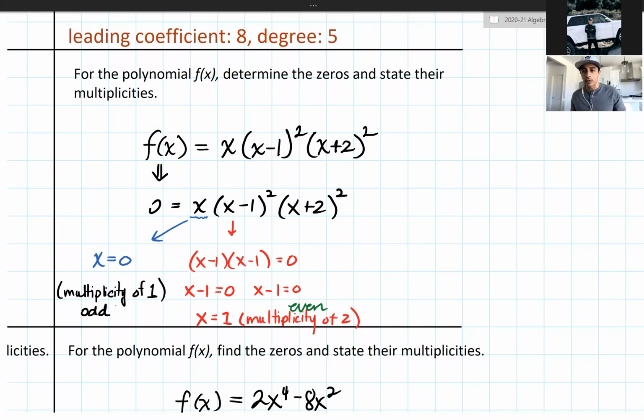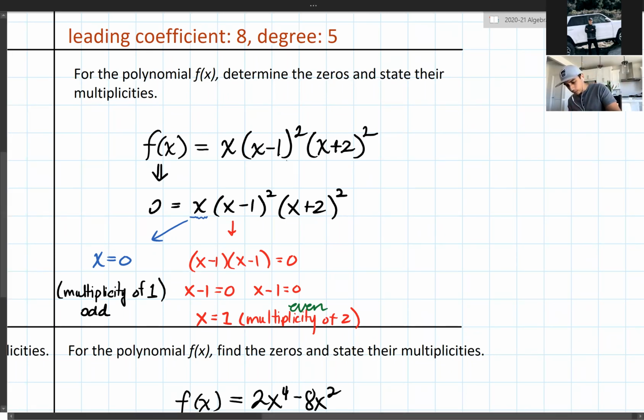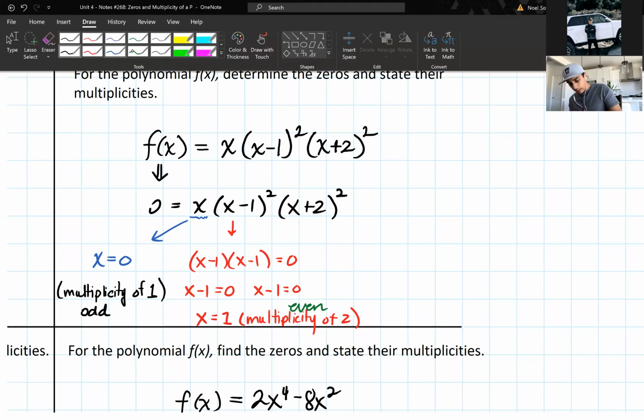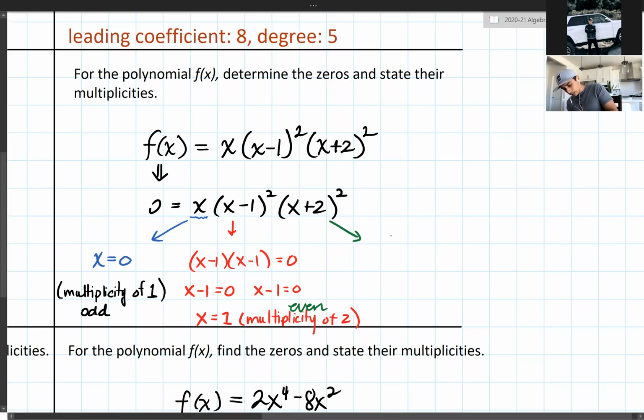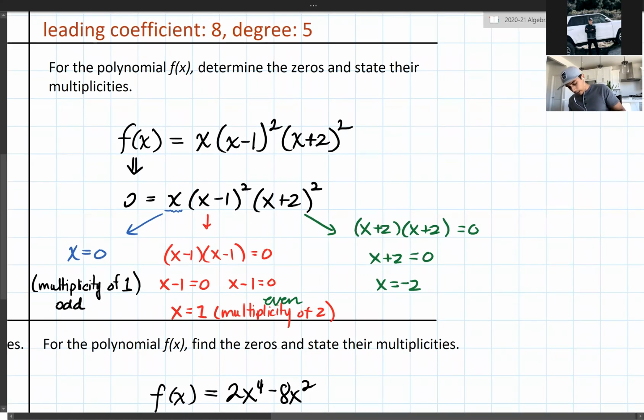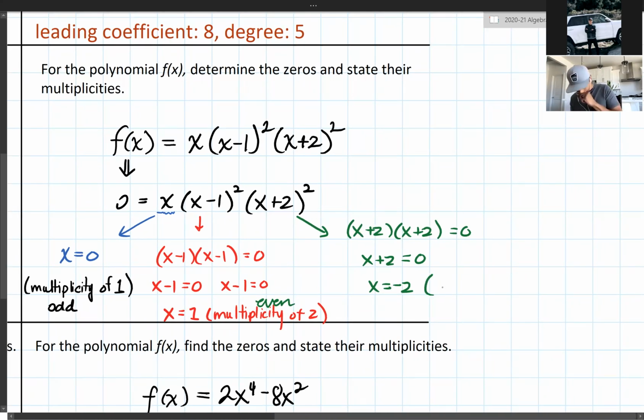But I still have one more solution that I need to identify and identify the multiplicity of it. All right, take a look at this last one where we have x plus 2. Notice how that one also has a power of 2. So what it's saying, it's x plus 2 times x plus 2. That's equal to 0. So we know we're going to get x plus 2 equal to 0. X equals negative 2. How should I label this in regards to multiplicity?